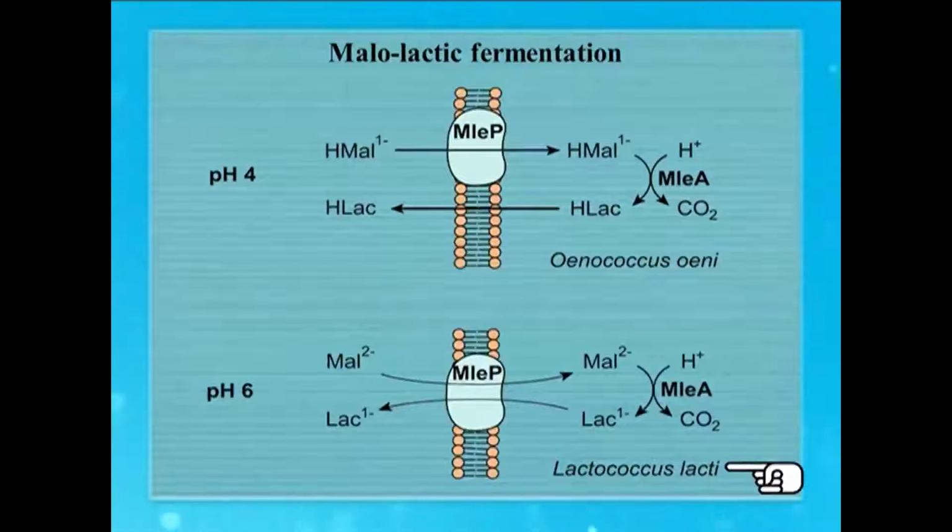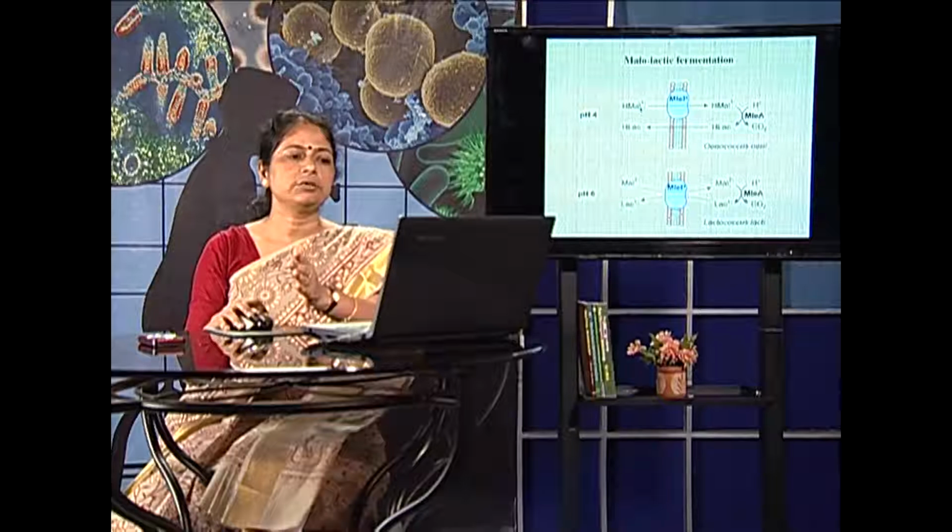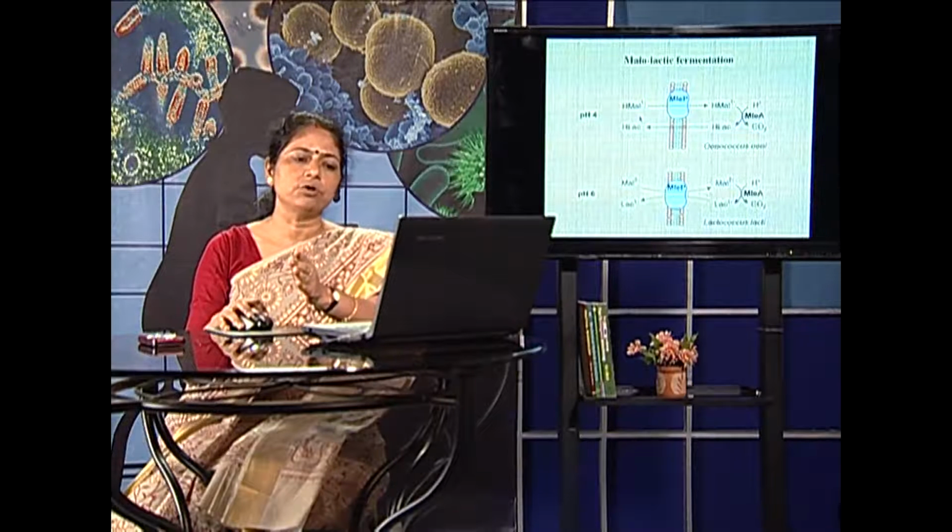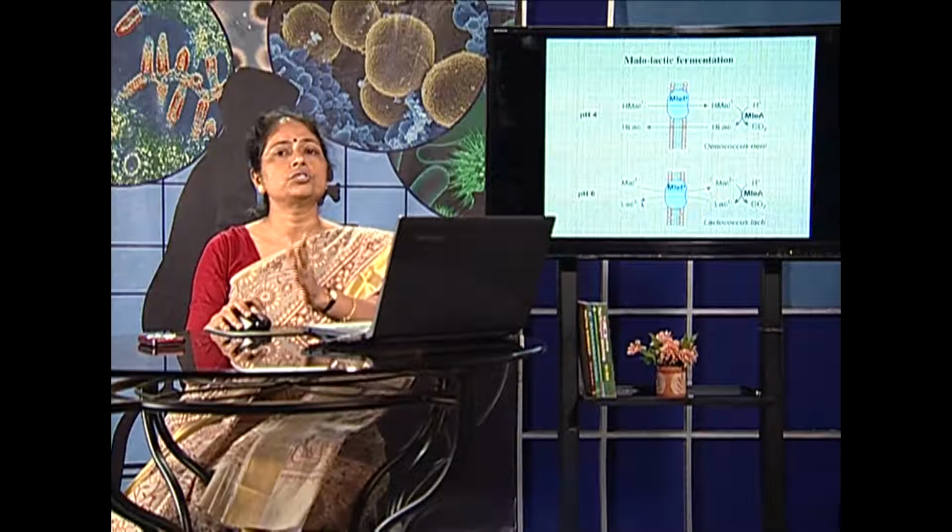While in the case of Lactococcus lactis, which cannot thrive at a low pH but can thrive at a pH of 6, this malic acid can again be converted to lactic acid and this lactic acid is transported out of the cell. So this is the example of malolactic fermentation in two different genera, but the difference is that the pH regulates which type of genera will be present and convert the malic acid to lactic acid. However, during this conversion, whether it's Oenococcus or Lactococcus, there is loss of a single charge.